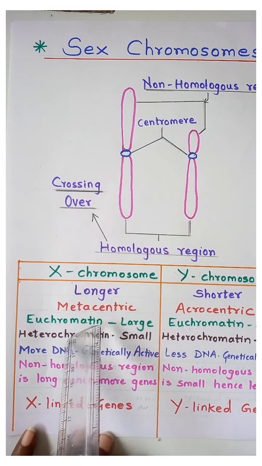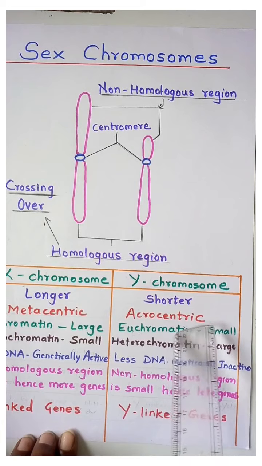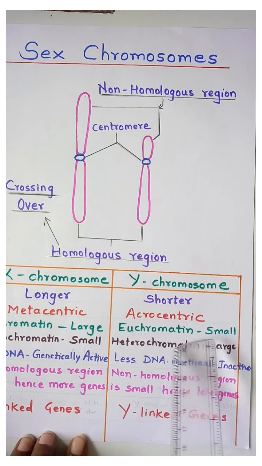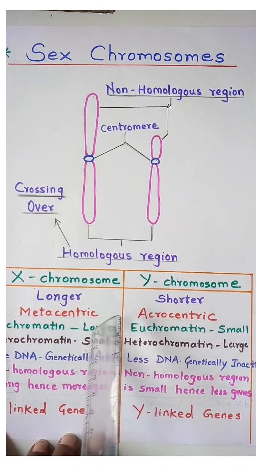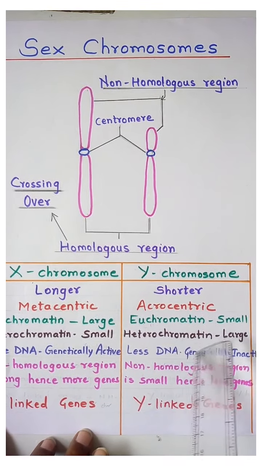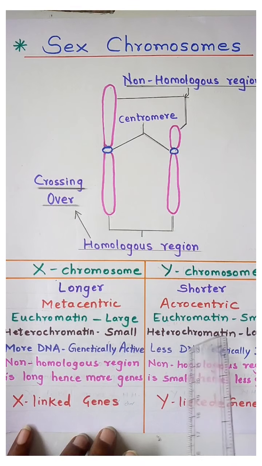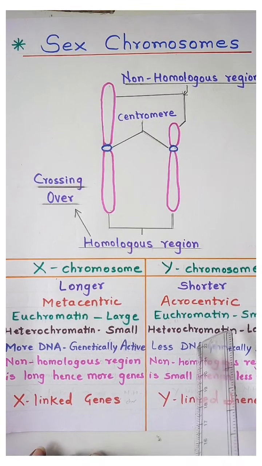Euchromatin is large, heterochromatin is small, whereas in the Y chromosome, euchromatin is small and heterochromatin is large. Both are exactly opposite to each other. This is genetically active, this is genetically inactive, as it contains more DNA, it contains less DNA.